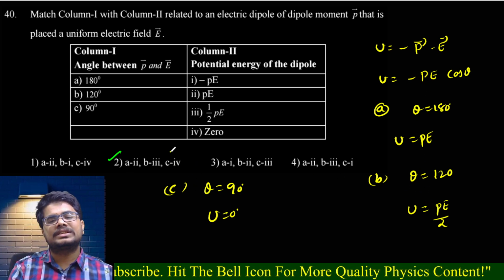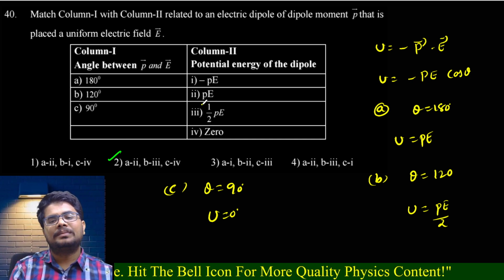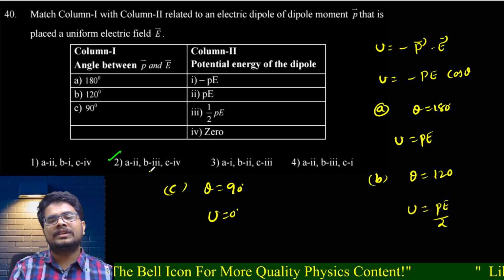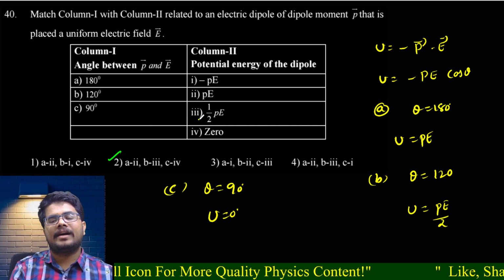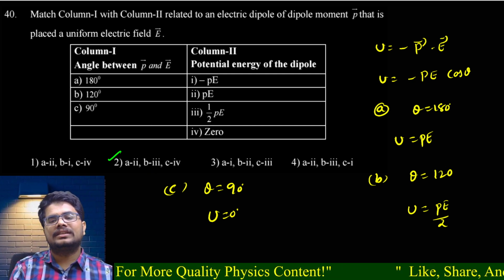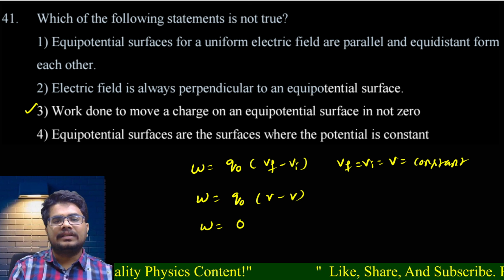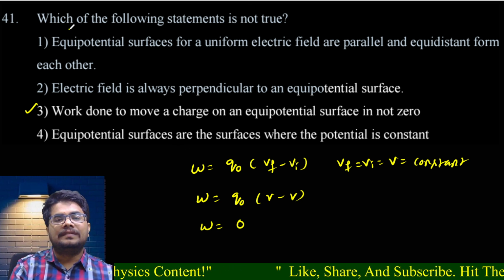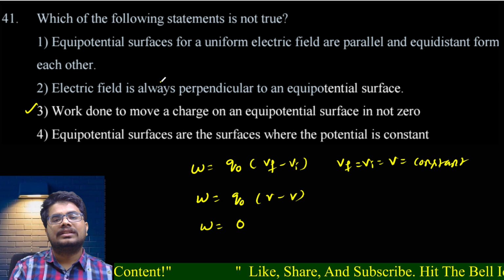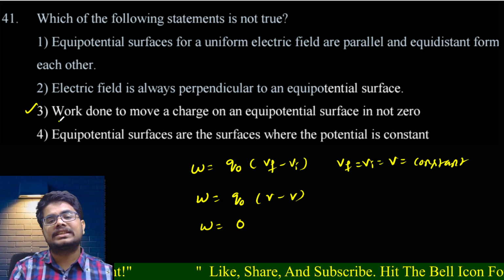So which option is matching? Check here. A is matching with PE, which is 2. B is matching with 3, half PE. Then C is 90, which is 0. Okay, the options are matching. Be careful. Fine. Now check, they're asking which statement is not true. All statements are true except which one? C, you see.